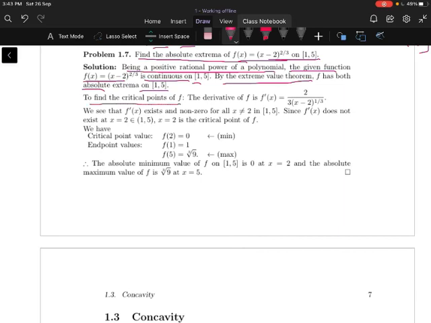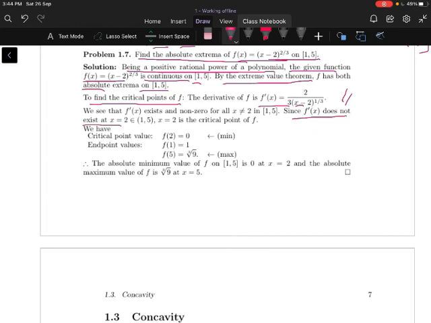To find the critical point, what to do? Differentiate the given function: f'(x) = (2/3)(x - 2)^(-1/3). So this is the derivative of the given function f(x). Now we see that f'(x) exists and is non-zero for all x not equal to 2. f'(x) exists everywhere except at x = 2, in the interval [1, 5]. Anyway, 2 is in the interval [1, 5].